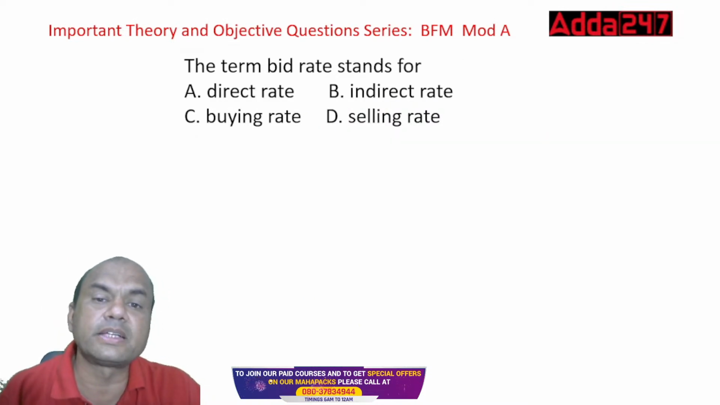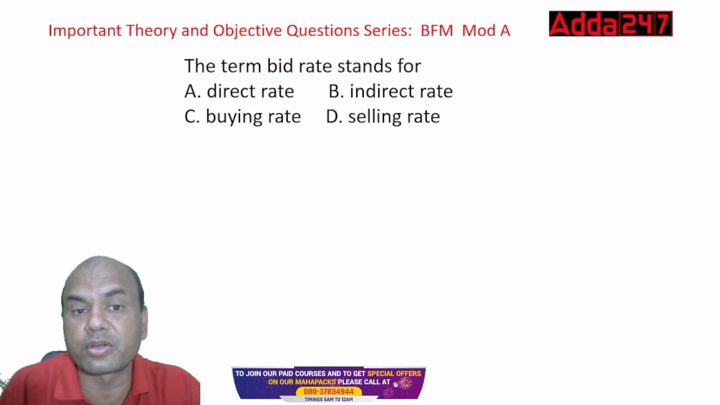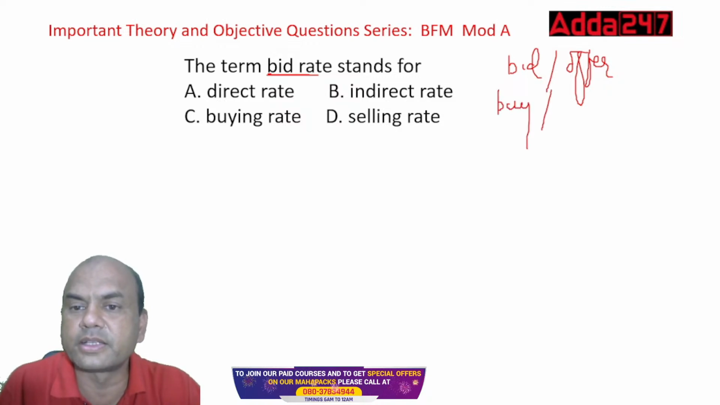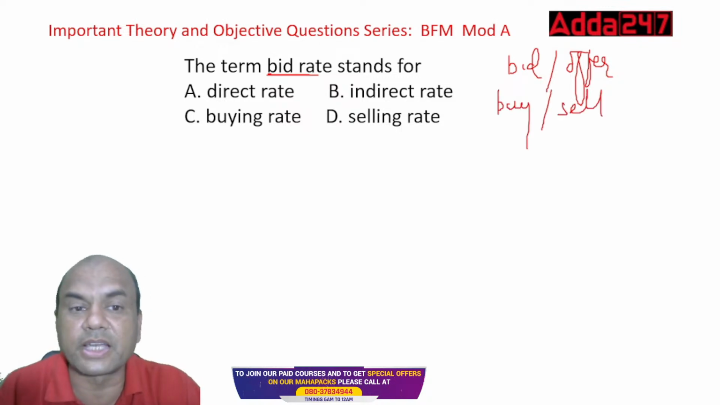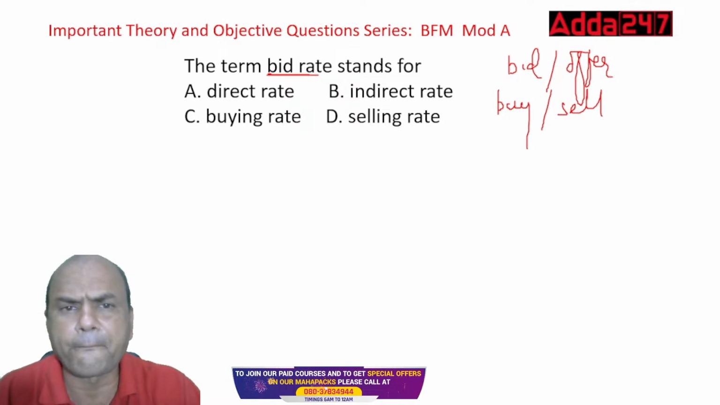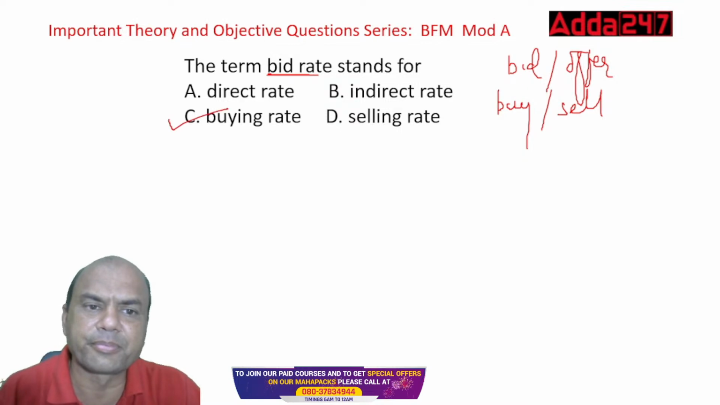The term bid rate stands for bid. Bid means what? Bid offer, bid offer. So you call it buy and sell. Bid stands for buying and selling, direct and indirect. So bid stands for the buying rate.